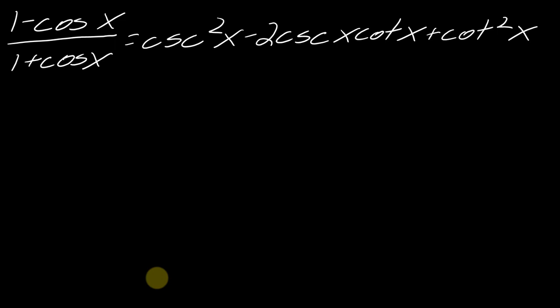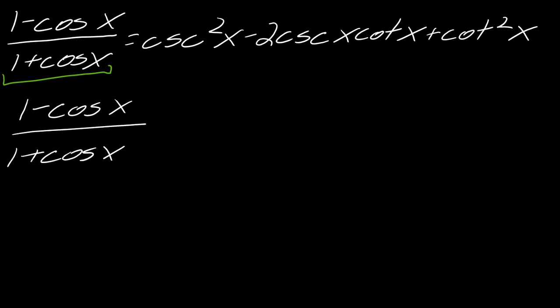Okay, so I've got 1 minus cosine x over 1 plus cosine x equals cosecant squared minus 2 cosecant x cotangent x plus cotangent squared x. I like this one because it looks very similar to something we were doing earlier. So I'm going to show you this trick now, focusing on this side. I've got 1 minus cosine x over 1 plus cosine x, and I'm going to manipulate this expression by multiplying by the conjugate of the denominator.